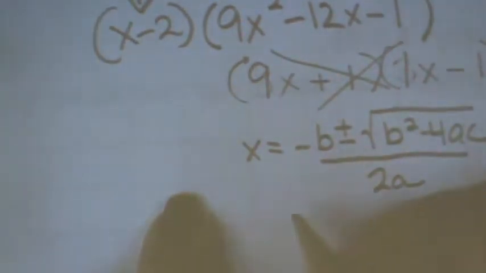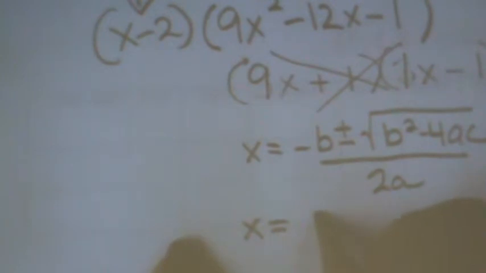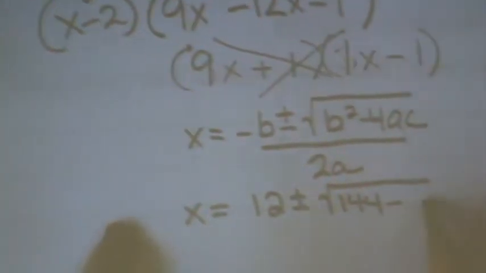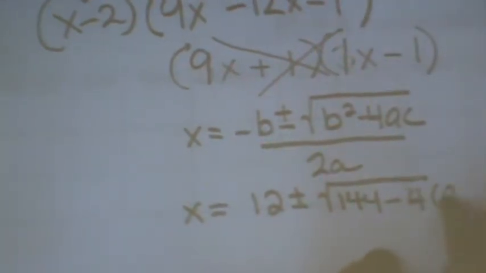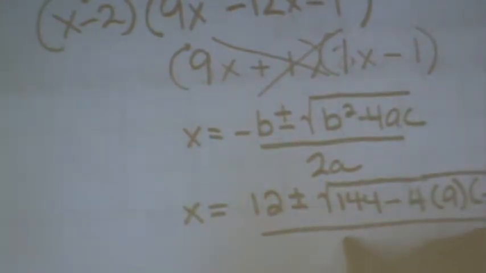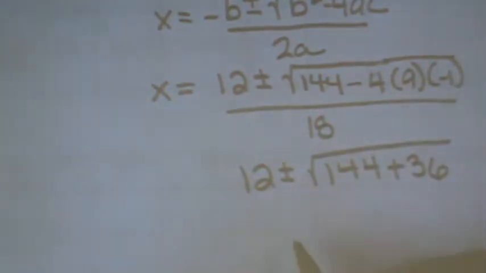How many times have we used this formula? A lot. So for those of you that are still struggling with this, you gotta get it down. 12 squared is 144, minus 4 times 9 times negative 1, so over 2 times 9, which is 18. So help me out here, 12 plus or minus, we have 144 plus 36, which is 180.